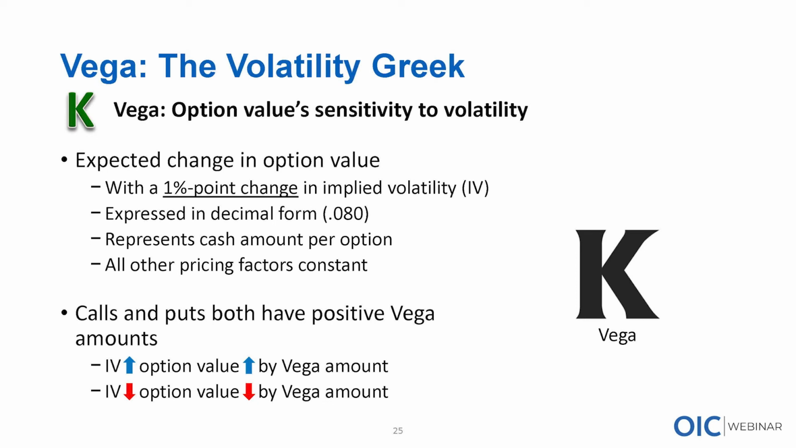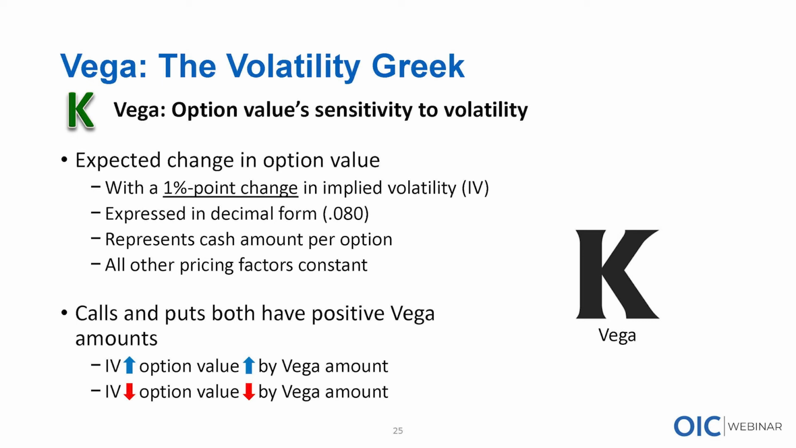Okay, so when implied volatility is high, you can think of option prices being high or expensive. When implied volatility is low, you can think of option prices being lower. So calls and puts both have positive Vega amounts. If we own the contract, we would be long Vega, or implied volatility. So if we're long a contract and implied volatility goes up, that's going to benefit us. If we're short the contract and implied volatility goes down, that would benefit us.